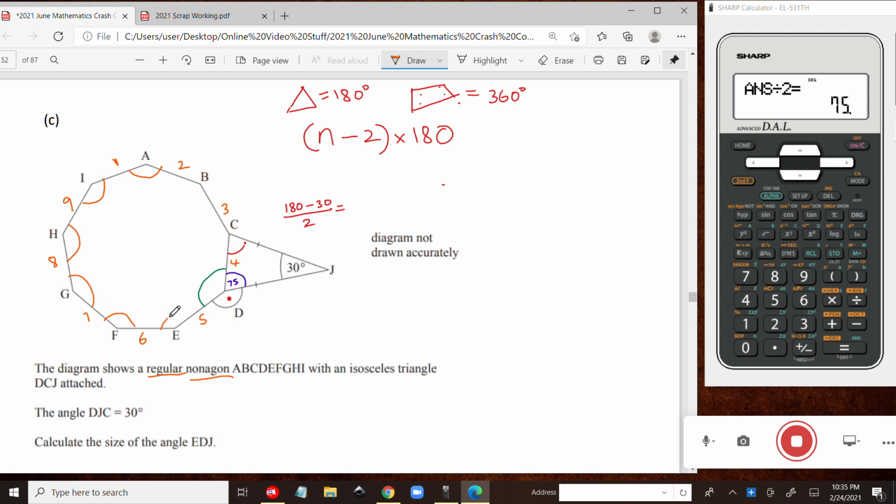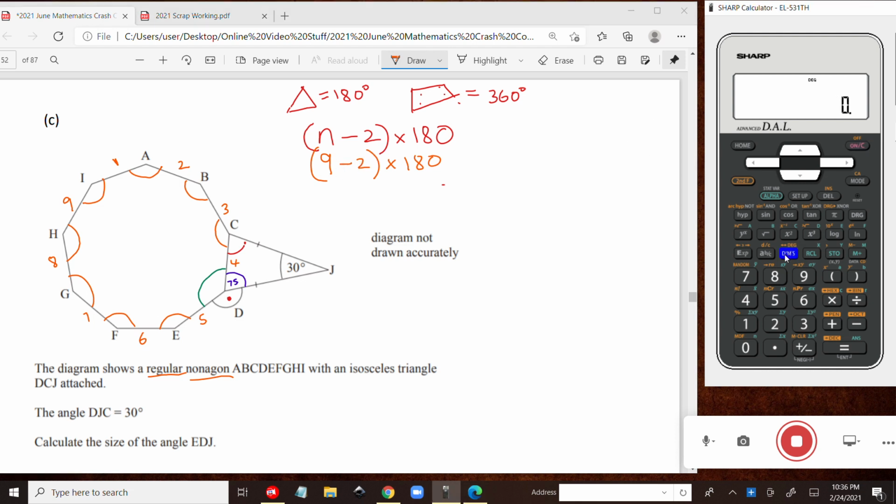That's what regular means. It means all of the angles will be the same and all the sides have the same length. So since this is a 9-sided figure, we could figure out the sum of all the angles inside the 9-sided shape. All we have to do is replace n with 9, like I did with the triangle, and multiply it by 180. So let's work this out.